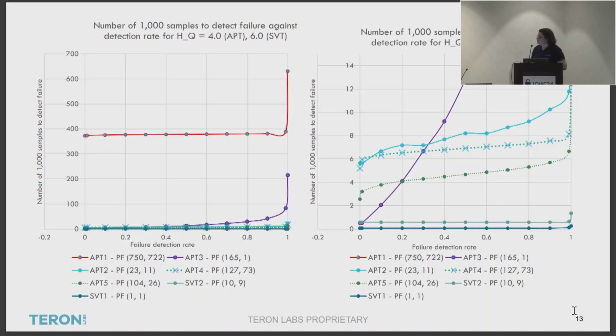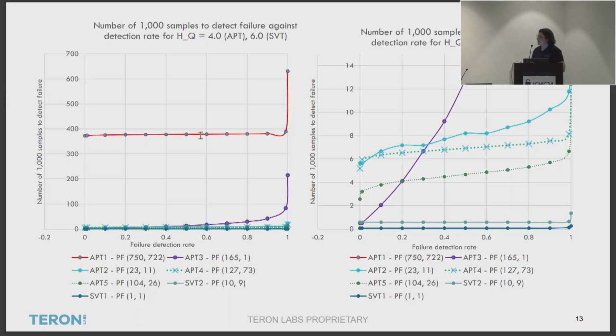So this is looking at a similar thing in a little bit different way. So across the bottom, we have detection rates. So if you have bad data with an entropy rate of 4, what percentage of the time will the test detect this? And then up the y-axis, we have how many thousand samples. So you can see how many thousand samples do we need to detect bad data a particular percentage of the time. So these are both the same graph. The one on the right is just zoomed in to the bottom of the one on the left.